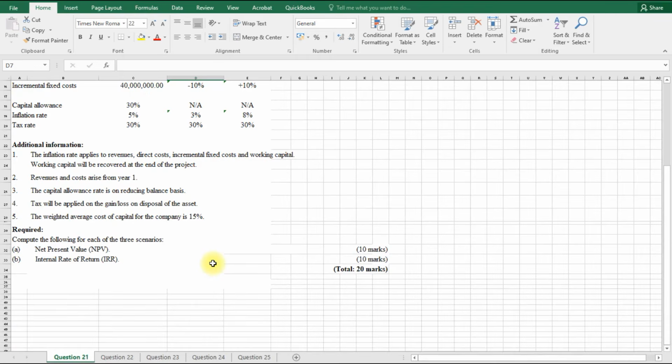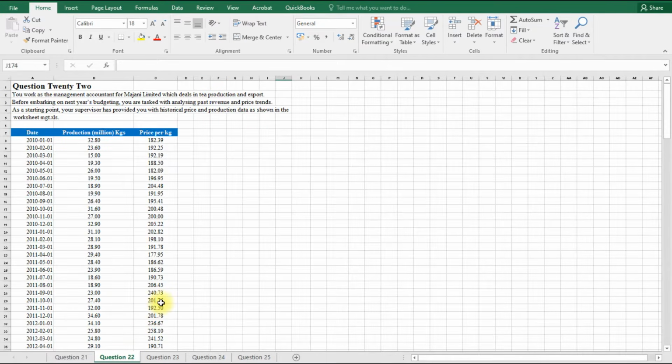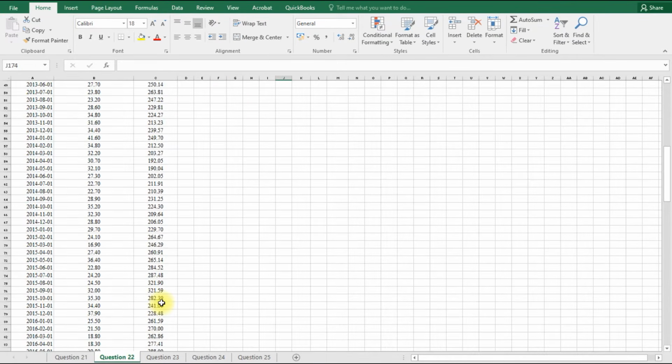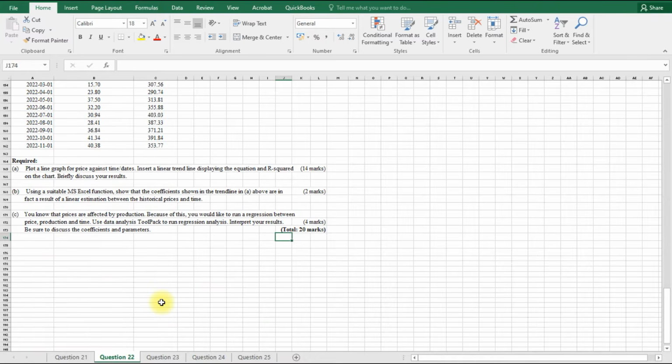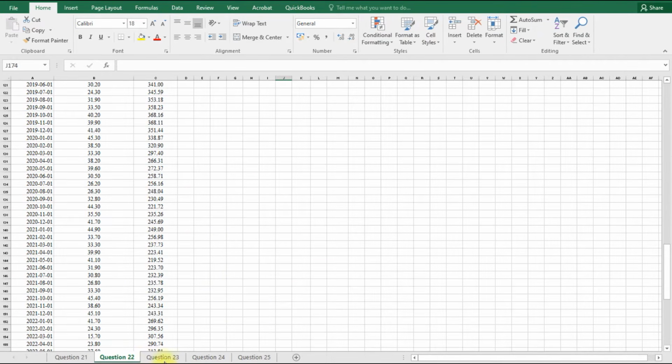Question number 21 was testing about the net present value and the internal rate of return, IRR. Question number 22, they were supposed to insert a linear trend line displaying the equation and r squared on the chart, and you discuss the results. Then using MS function, show the coefficient shown in the trend line. And also you are supposed to find the regression equation. That was question number 22.